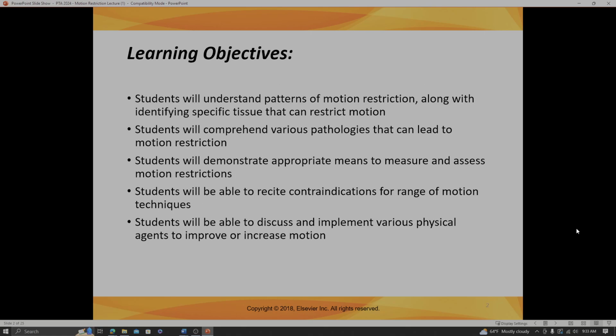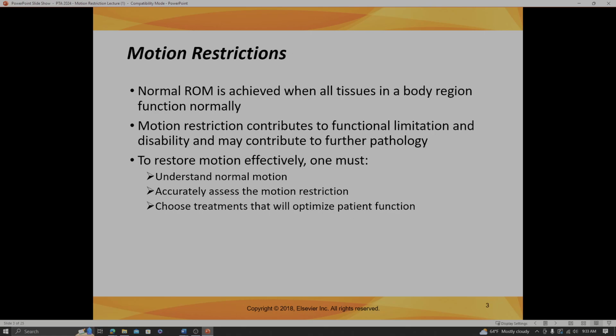There we go. All right, you know the learning objectives. So we know that you have normal range of motion when the body is functioning normally. That makes sense, right? When you have a motion restriction, why are we worried about it? Well, it limits the functional capabilities of our patients and can manifest in terms of disability, right? So it can also lead to further pathology.